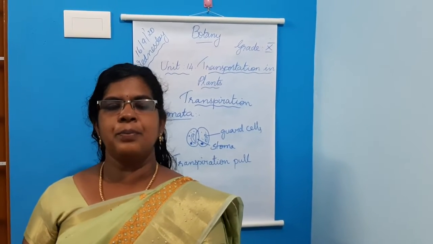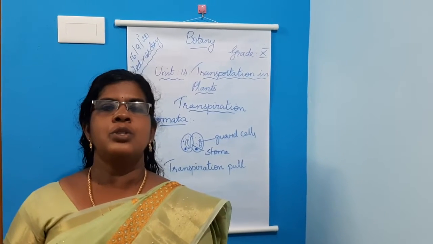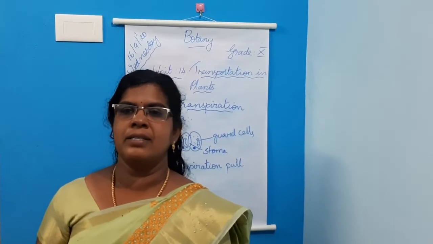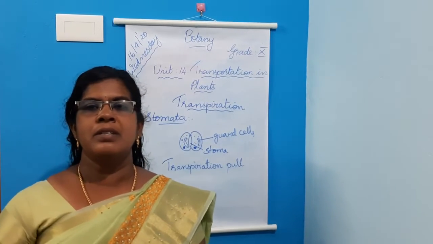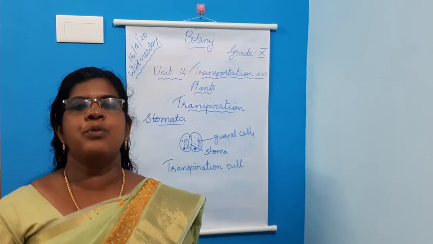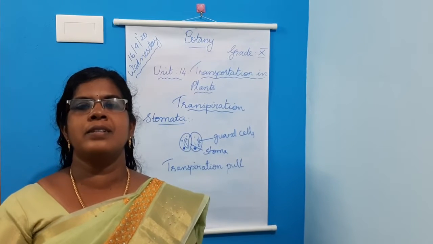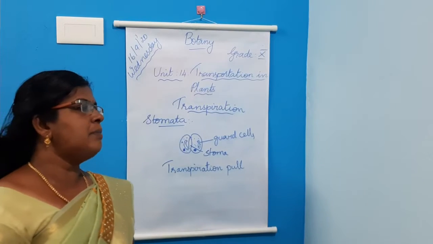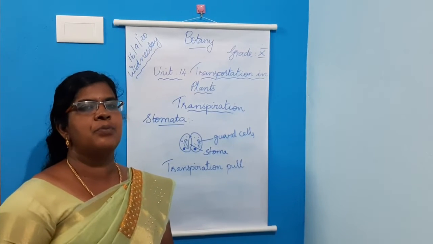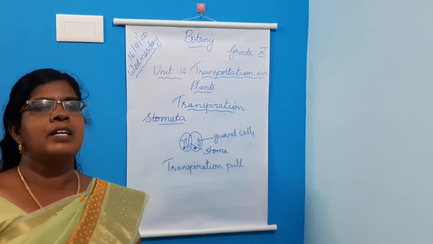Then it transports minerals from soil to all parts of the plant. Then the fourth importance is it can keep the surface of the leaf cool, or cools the surface of the leaf by evaporation. Then it can keep the cells turgid and thus maintain their shape.